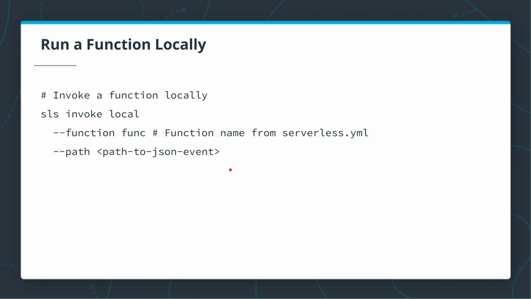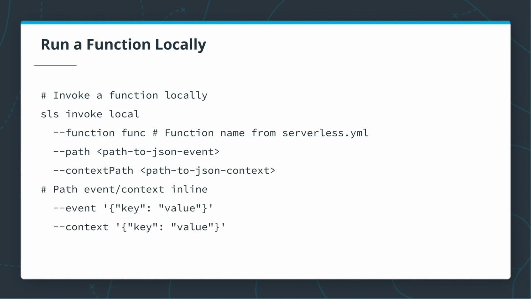And to do this, we either need to provide a path to a file where this event is stored. And in addition to this, we can also provide a path to a file where a context for our function is stored if we want to pass that. Or alternatively, we can specify context and event inline.